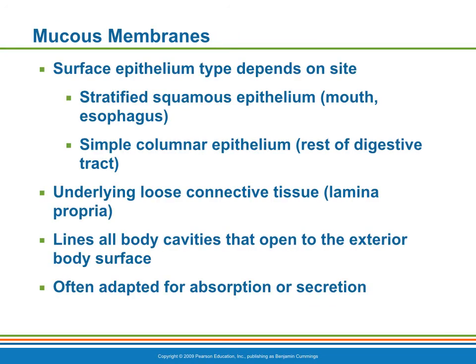Next up, we have the mucous membranes. Now, the mucous membranes line tubes exposed to the external environment. Here, it depends on the surface epithelium, depends on the site of where the particular mucous membrane is, while the underlying loose connective tissue is underneath. That's the connective tissue that we find underneath these types of membranes. Again, these are lining all body cavities that are open to the exterior body surface. And of course, they're producing mucus.